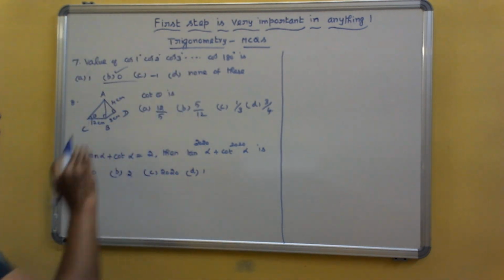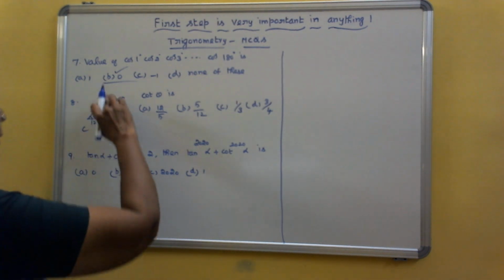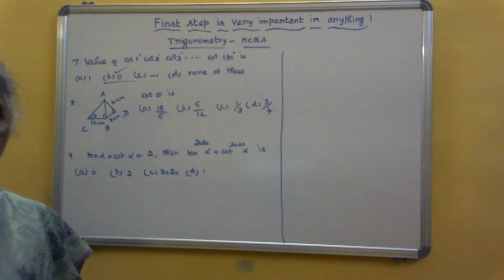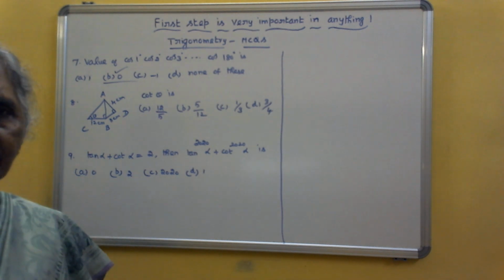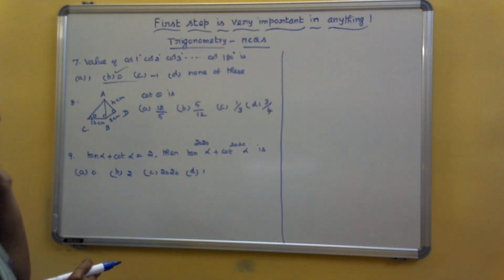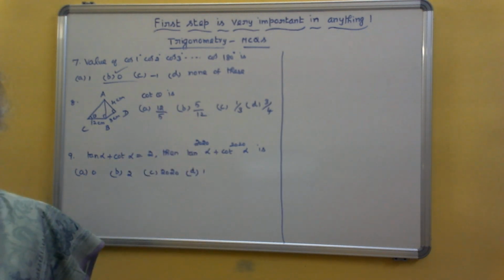Now let us move on to the 8th sum. There is a figure given. ABC is one right triangle and ADB is another right triangle. It is given AD is 4 centimeter, BD is 3 centimeter, BC is 12 centimeter. Angle C is theta. Cot theta is, and four options are given.